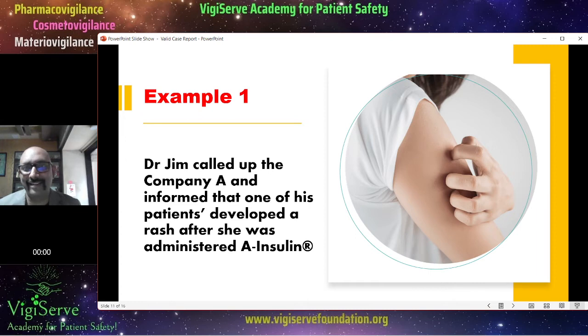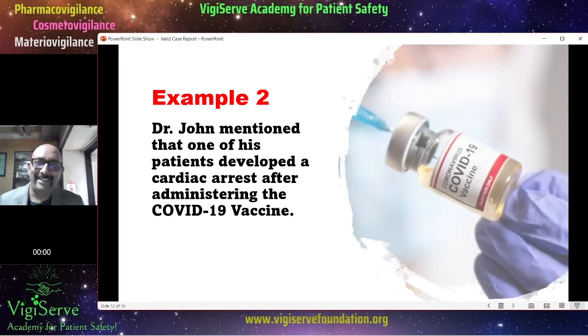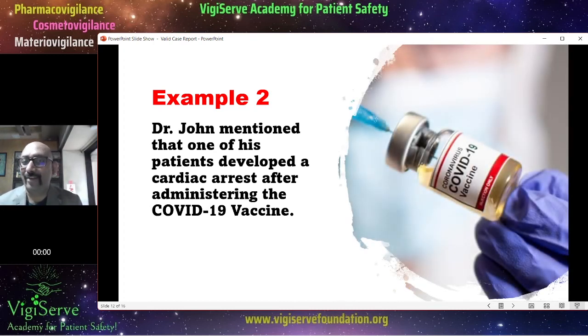Now let us look at another interesting example. Dr. John mentioned that one of his patients developed a cardiac arrest after administering the COVID-19 vaccine. Now, what is the drug here? It is the COVID-19 vaccine. And who is the reporter here? That is Dr. John. And what is the adverse event here? It is cardiac arrest. But what is, I would say, the identifying criteria for the patient?